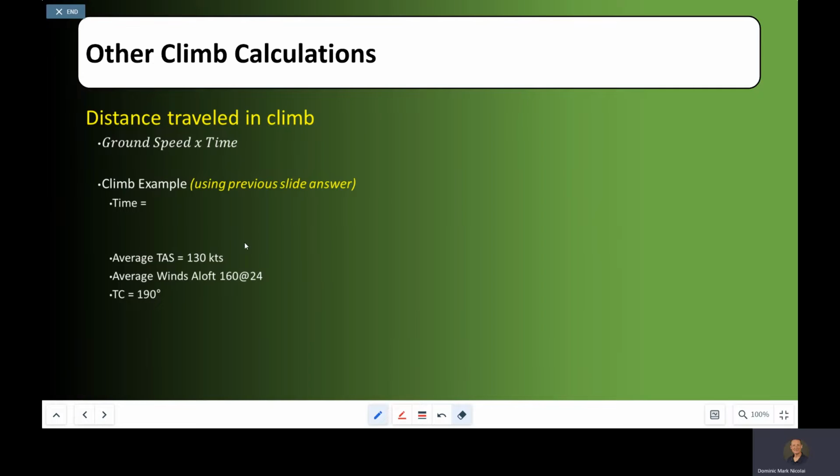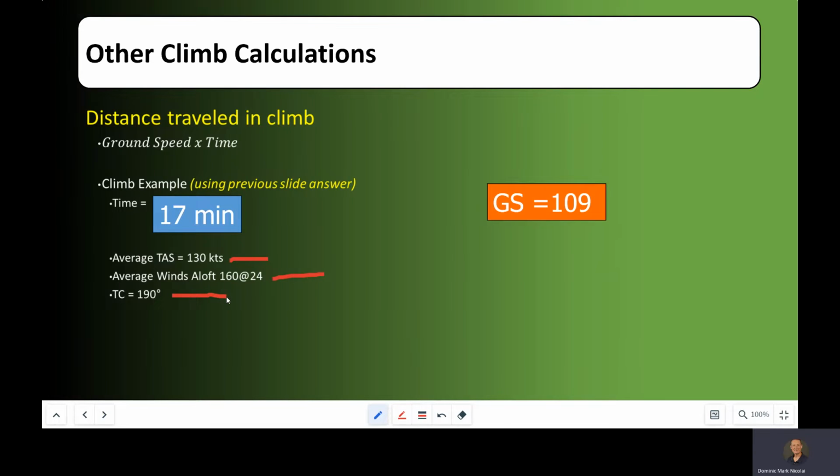So if we take the example from the previous slide, answer 17 minutes, and averaging 130 knots of true airspeed with the winds 160 at 24 and a true course of 190, right? We could find a ground speed of 109 knots. So you can go back after class during review and practice coming up with 109 here.